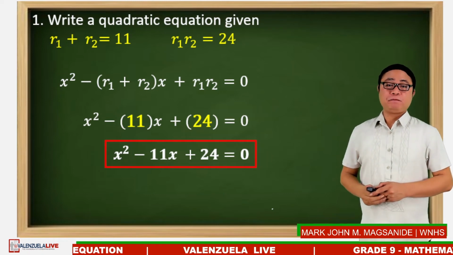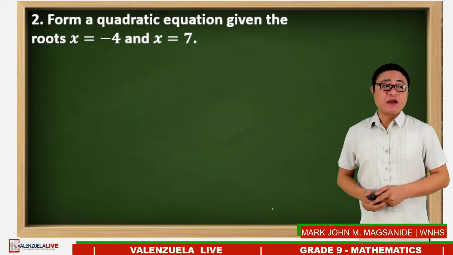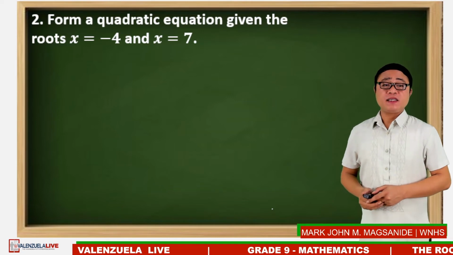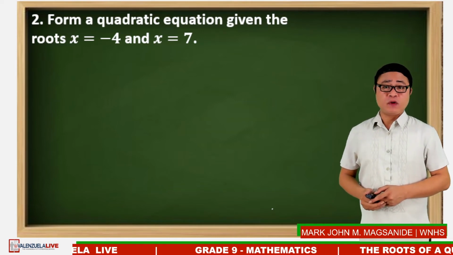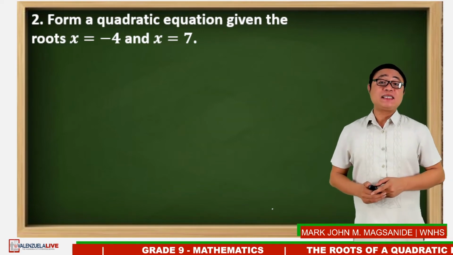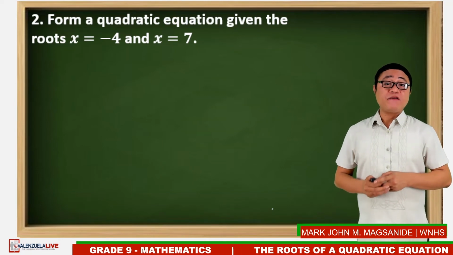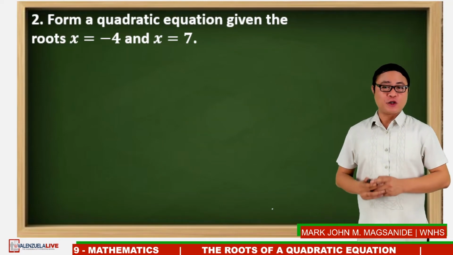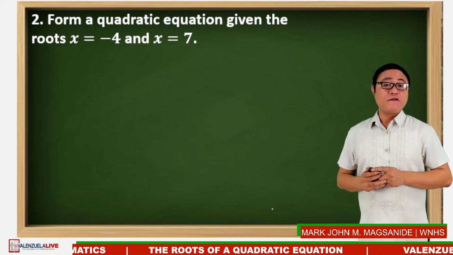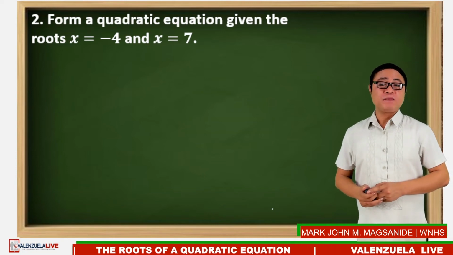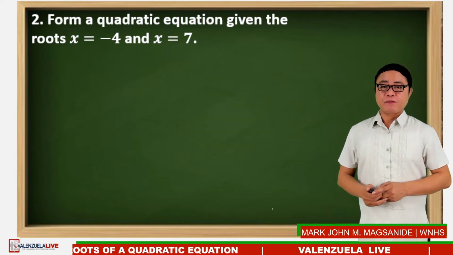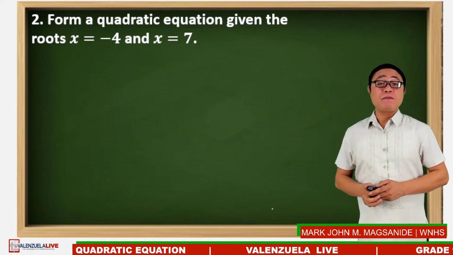Next example. Form a quadratic equation given the roots x is equal to negative 4 and x is equal to 7. For this example, we can use any of the two methods. I'm going to show you the two methods of forming the quadratic equation using the given roots. Using the reverse factoring method first.